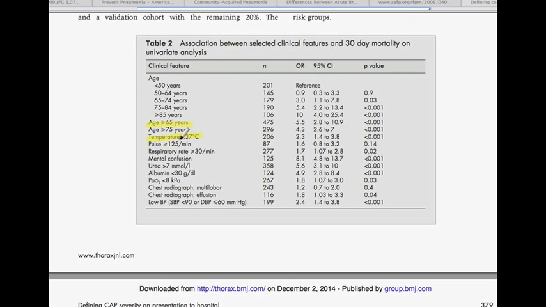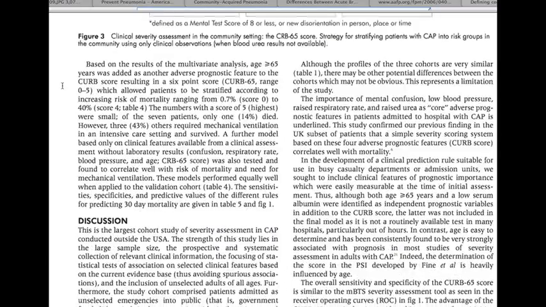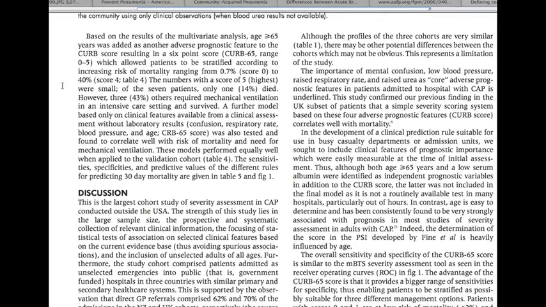Specifically, they chose age over 65, temperature, mental confusion, urea, albumin, and low blood pressure. These things specifically had very low p-values, so they correlated very highly with 30-day mortality. Now, if you're listening, you heard me mention albumin. This isn't in the CURB-65, and this relates to the time period.